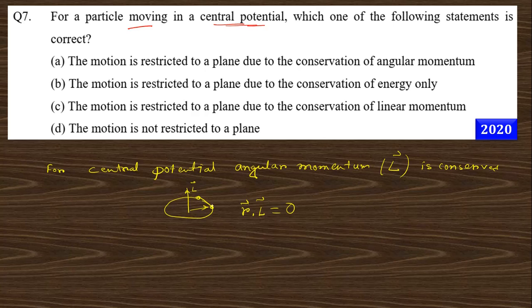That means the particle motion lies on a plane, because L is constant and the position vector is always perpendicular to it, so the motion must be confined within a plane. So the answer is that the motion is restricted in a plane due to conservation of angular momentum. Option A is the correct answer of this question. Go to the next question.